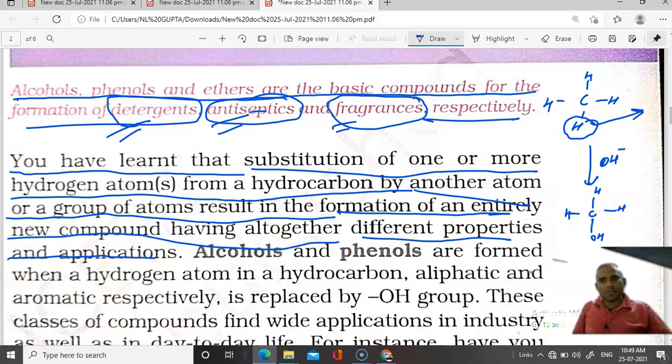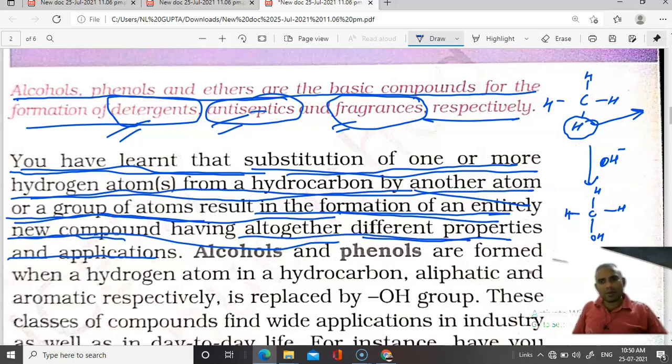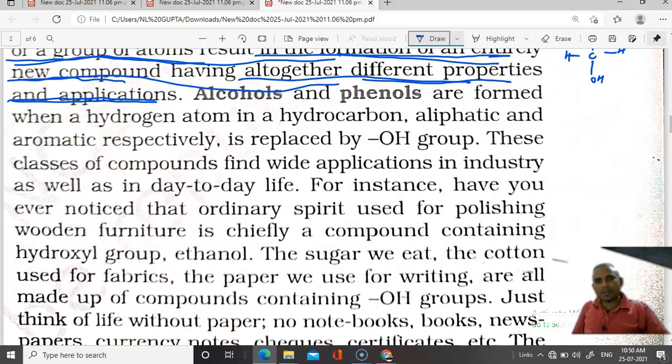So, as they say, you have learned that substitution of one or more hydrogen atoms from the hydrocarbon by another atom or group of atoms results in the formation of entirely new compounds having altogether different properties and applications. Now let us have a look at alcohols.